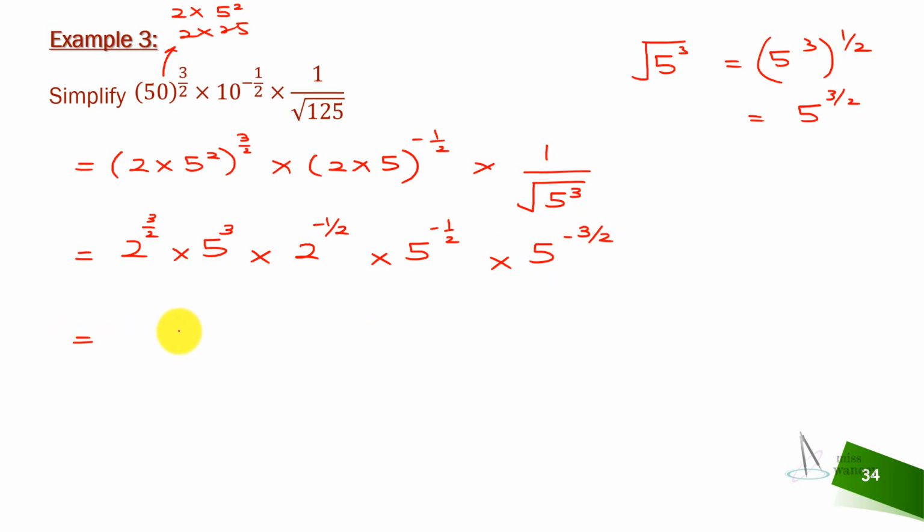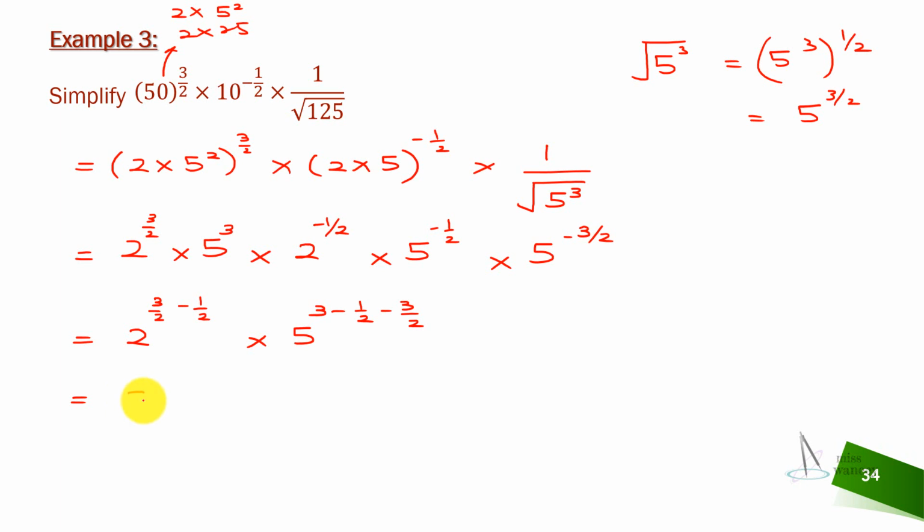Okay, so now let us collect the common base. So I have 2 to the power of 3 over 2, 2 to the power of -half. So it will become 2 to the power of 3 over 2 minus with 1 over 2, times with 5 to the power of 3 minus 1 over 2 minus with 3 over 2.